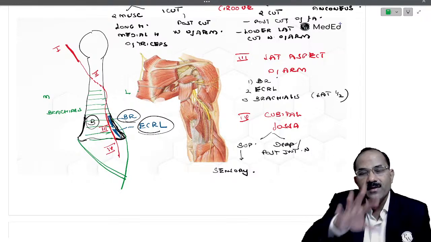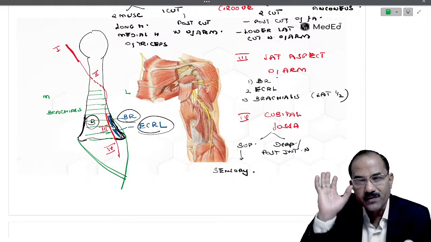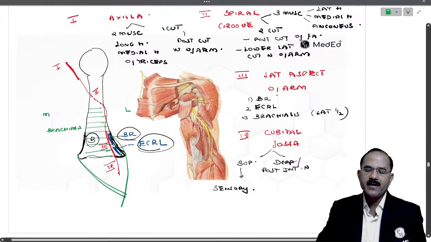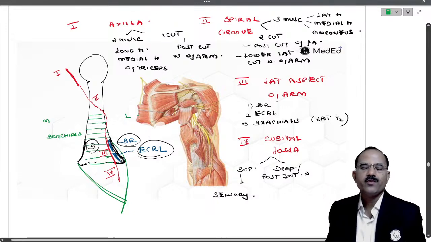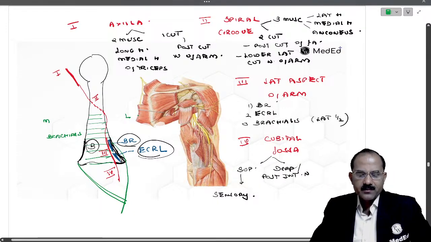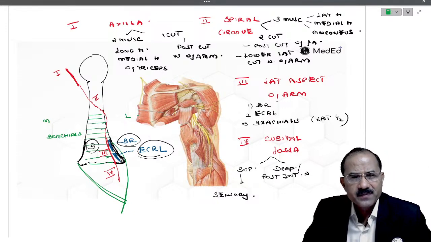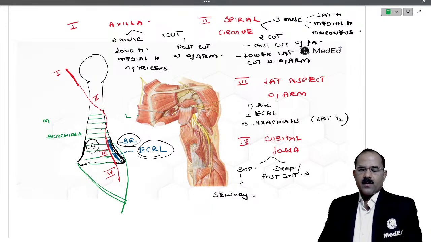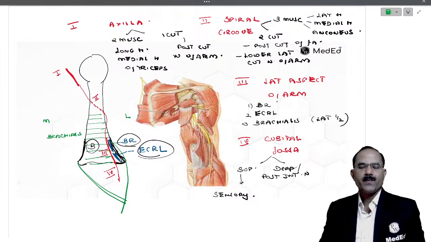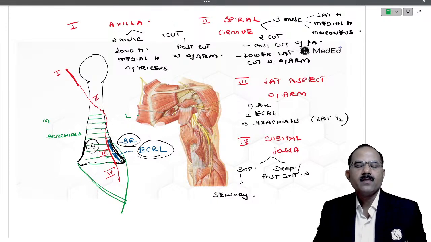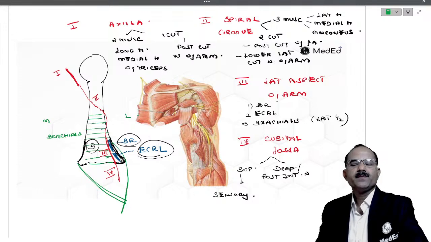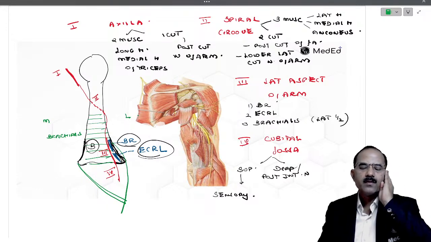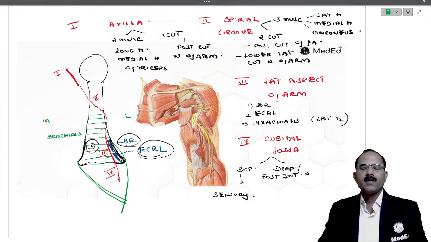Students, is it clear? In short, I've told you the radial nerve. Are you understanding this? I've told you the entire radial nerve in 5 minutes. Hello, is this clear? Yes, answer. Yes. Okay, perfect. Clear, no? Fine.